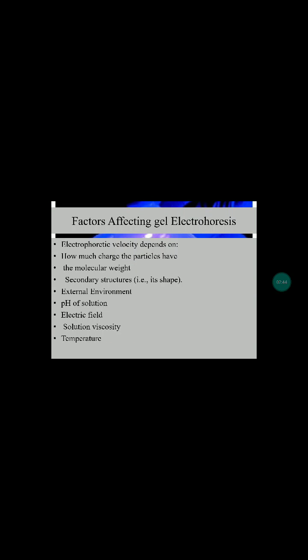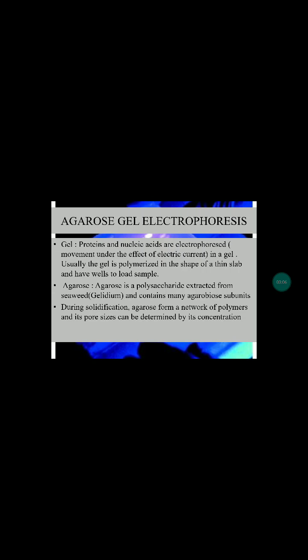Factors affecting gel electrophoresis. The factors which affect gel electrophoresis are the charge the particle has, the molecular weight, secondary structures, that is its shape, external environment, pH of solution, electric field, solution viscosity, and temperature.